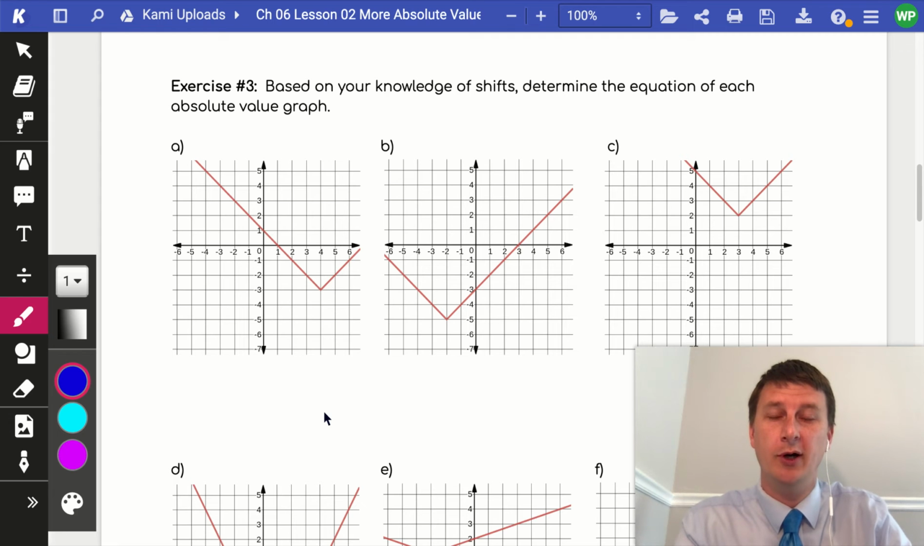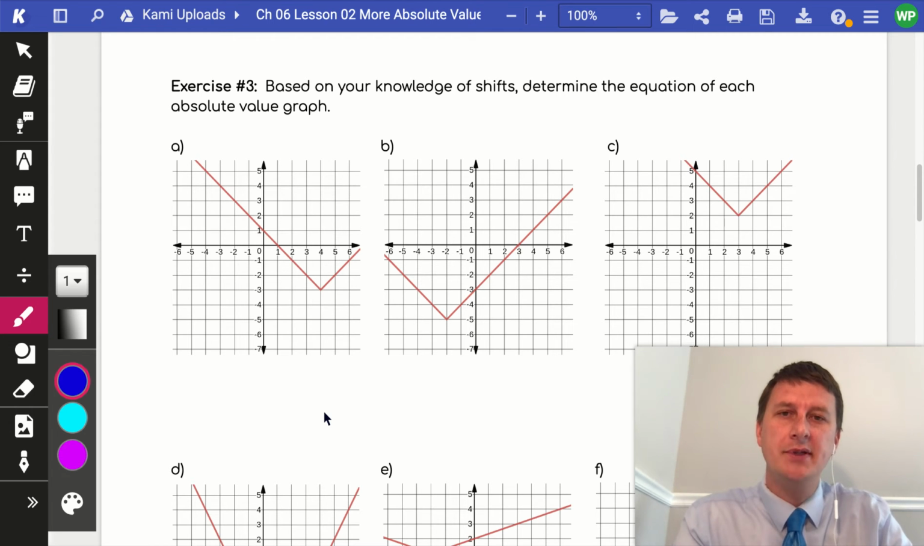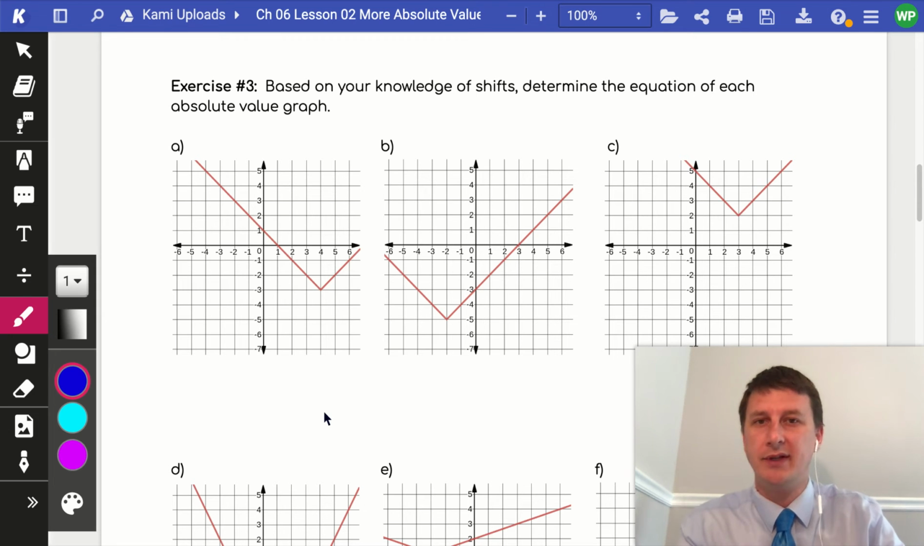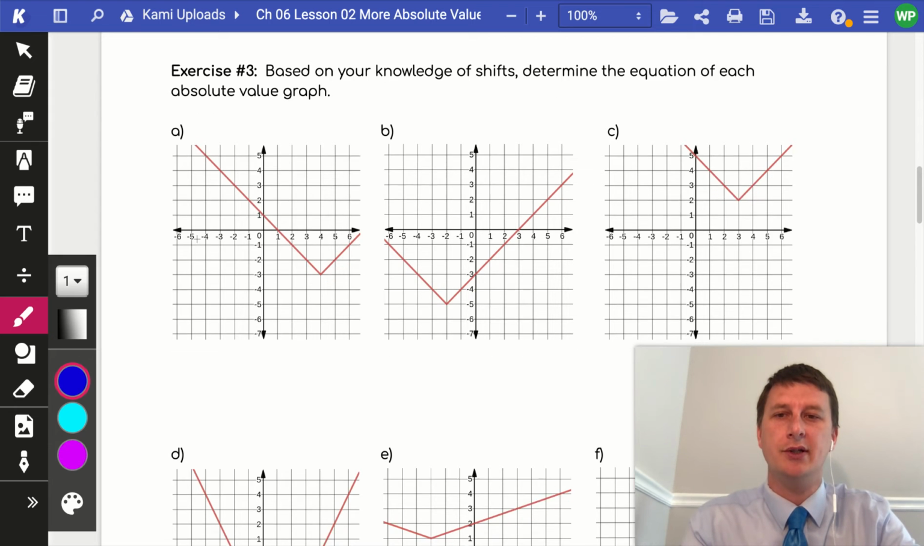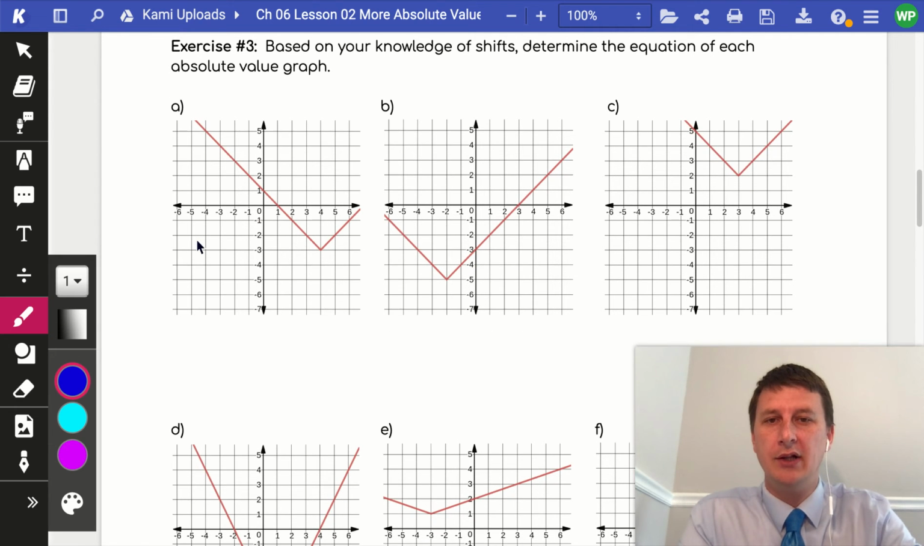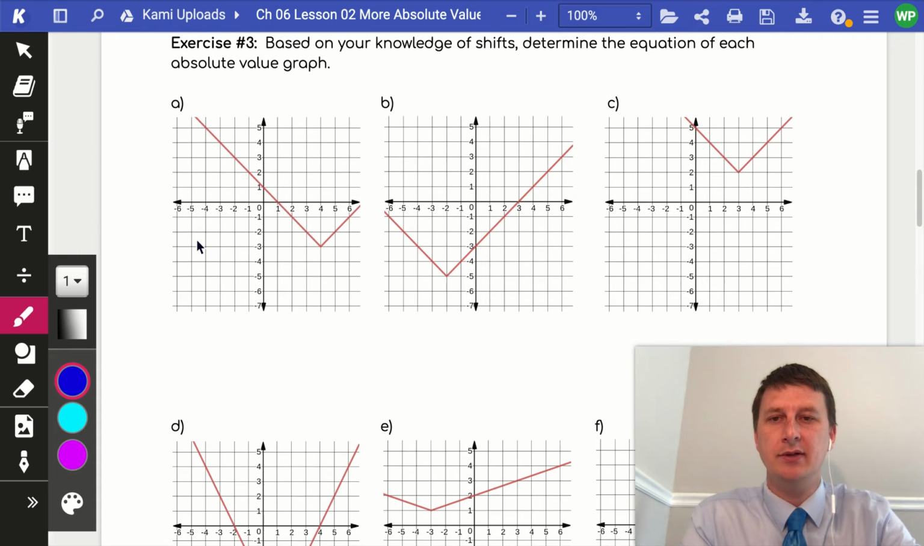You, Algebra 1. And in this lesson, we're going to be given a graph of an absolute value function, and we're going to have to determine the equation based on the information we've learned in Lesson 2 and Lesson 1, both of them combined. We have to combine all of our information now to determine these equations. So, based on your knowledge of shifts, determine the equation of each absolute value graph.